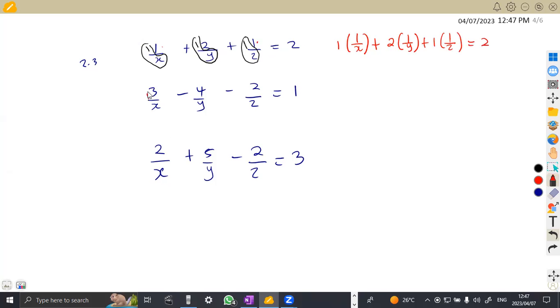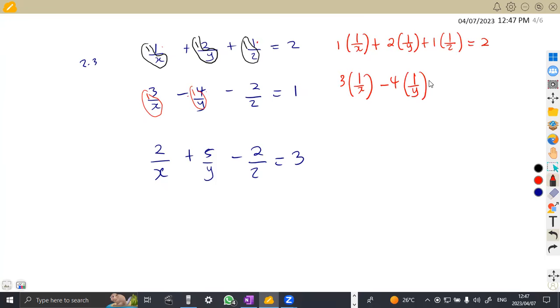Here, the same thing, 1 over x, 1 over y, and so forth. So we are going to have 3 times 1 over x minus 4. So this is minus 4 times 1 over y like this.